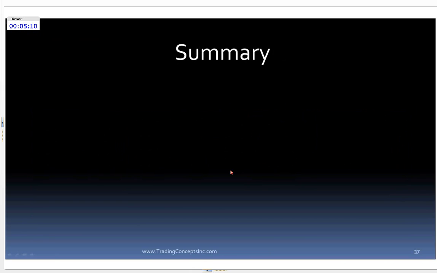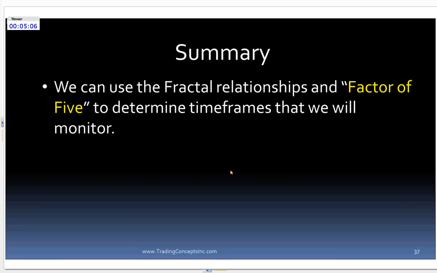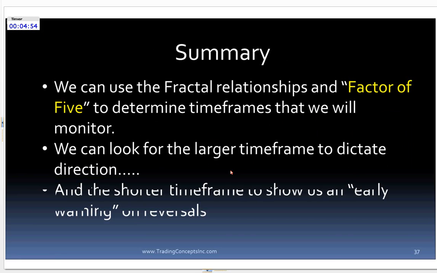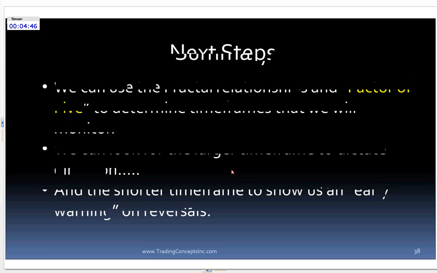So in summary, and I'll be able to get you guys out on time here and give you a little break. We can use the fractal relationships and that factor of 5 to determine the time frames that we're going to monitor. And we can also look for the larger time frames to dictate the direction, and the shorter time frames to show us an early warning on reversals and or perhaps a higher probability entry if we're trading off of the anchor chart.